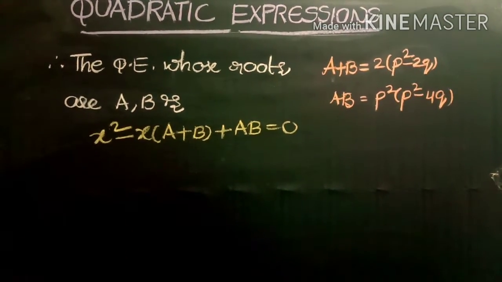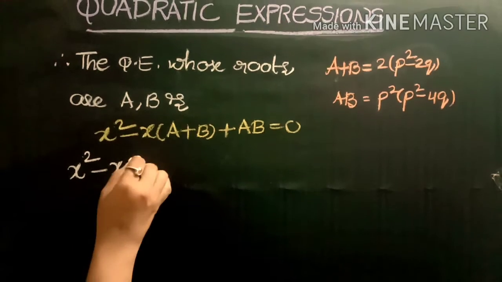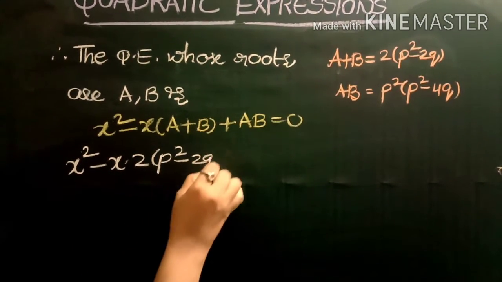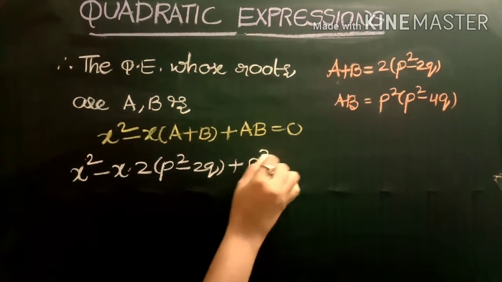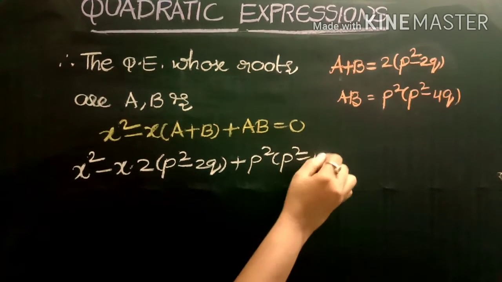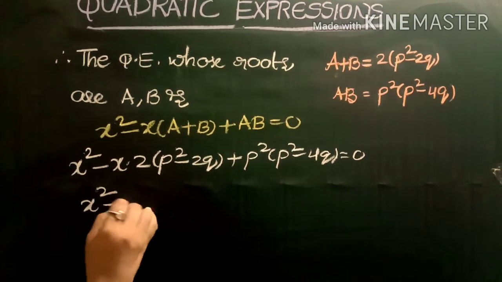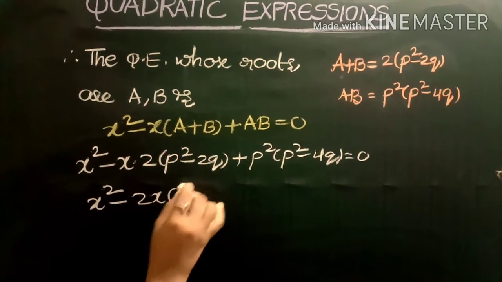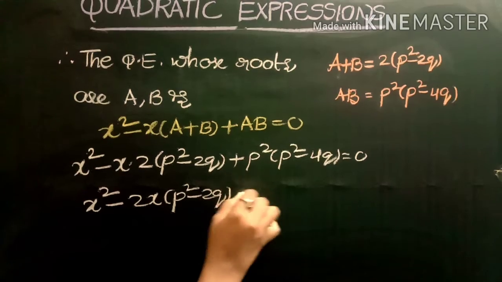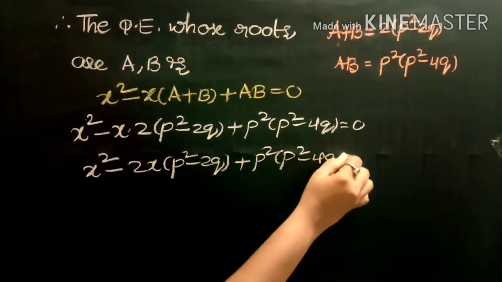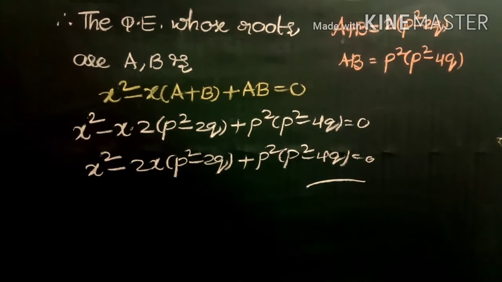Now replacing the values of a plus b and ab here, x square minus x into (a plus b) value, 2 into p square minus 2q, plus ab value, p square into p square minus 4q, is equal to 0. Therefore the answer is x square minus 2x into (p square minus 2q) plus p square into (p square minus 4q) equals 0. That's all. This is the required answer.